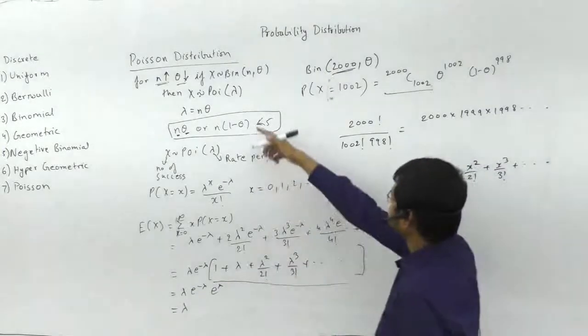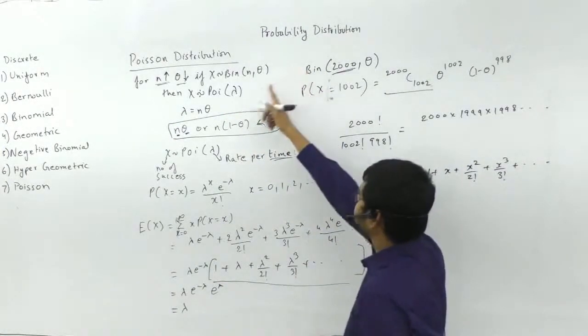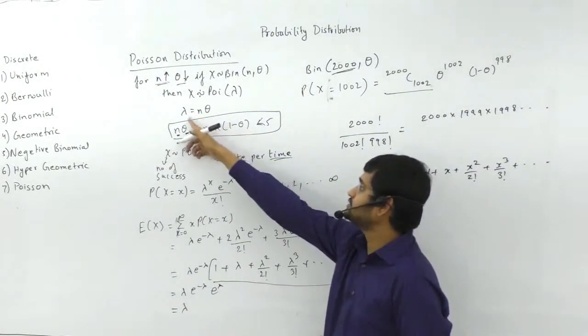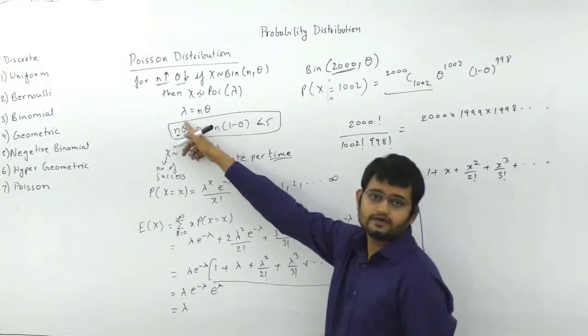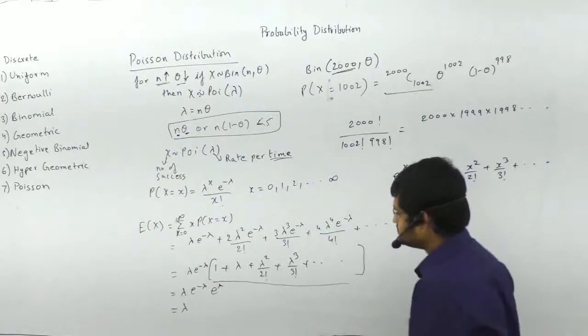Now it is the same as if we convert our binomial distribution into a Poisson distribution. So the expected value is nothing but n theta, that would be lambda.